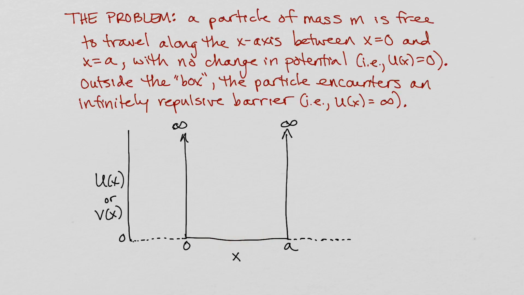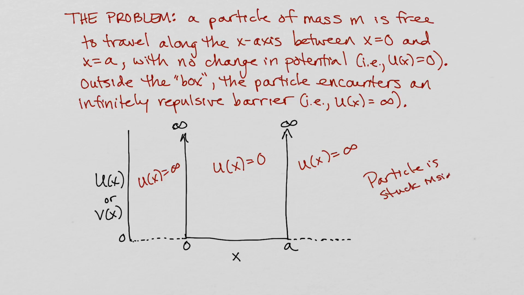Okay, so inside our box, remember we say our potential energy is 0 for our particle, and then outside of our box, our potential is infinite. Okay, so the particle is stuck inside the box forever, or forever if we want to pretend we're in a yearbook.